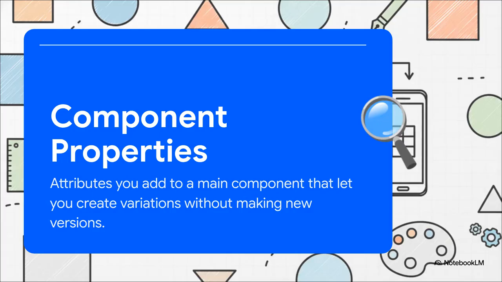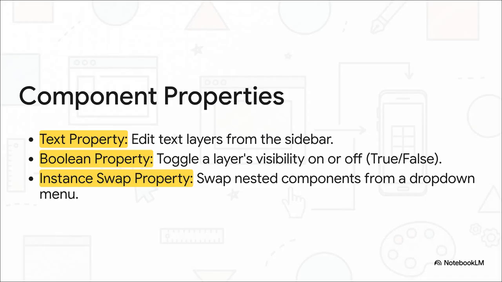Figma's solution to this is just beautiful. It's called component properties. So instead of making hundreds of separate versions, you just make one super smart component. Then you add simple controls to it right in the sidebar. Want to hide the icon? Flick a switch. Need to change the label on the button? Just type it in a text box. It's so incredibly efficient. And there are really only three main types you need to know.